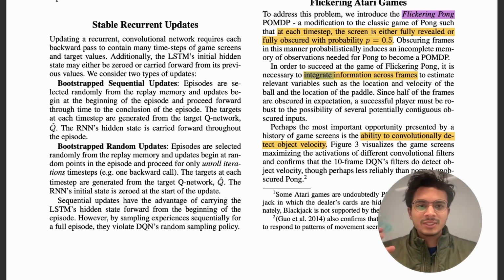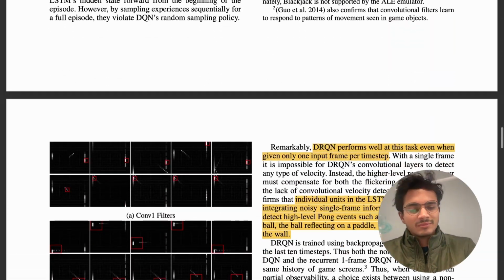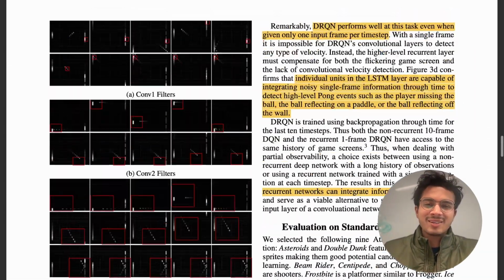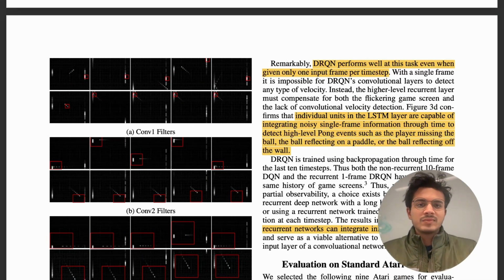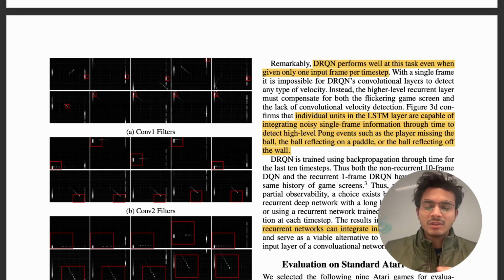Fine. So these are different things that the AI must learn in order to succeed in such games. And this paper is published, so we know that yes, it works. That was a spoiler, basically. Okay. So remarkably, I'm just quoting their words so that I don't get into any trouble: DRQN performs well at this task even when given only one input frame per time step. That's what we talked about while I was showing you the abstract of this paper.